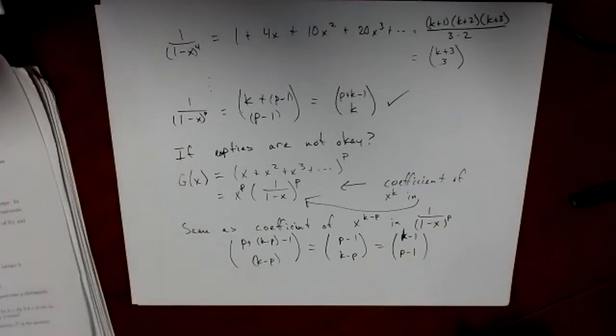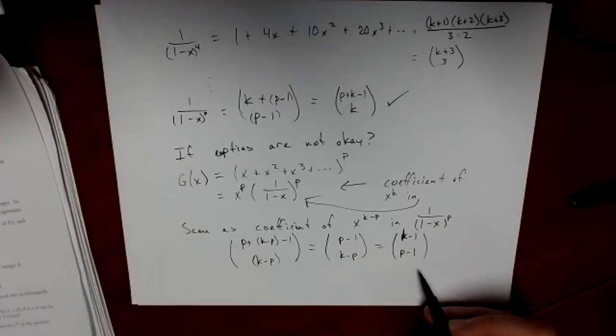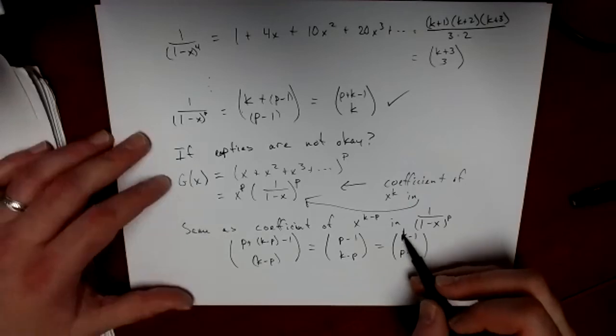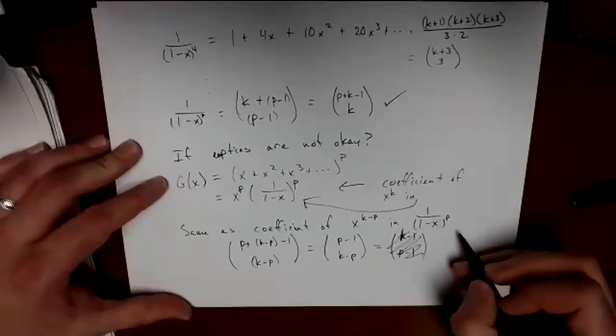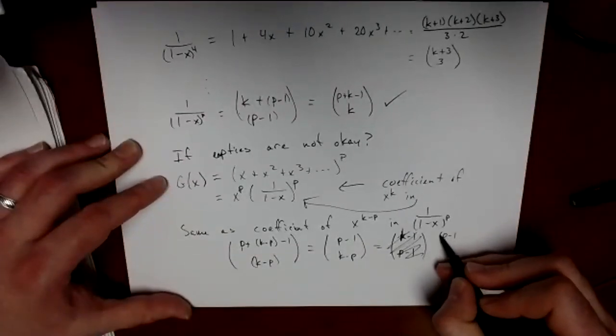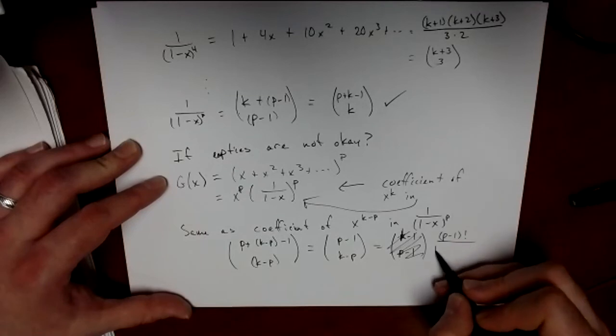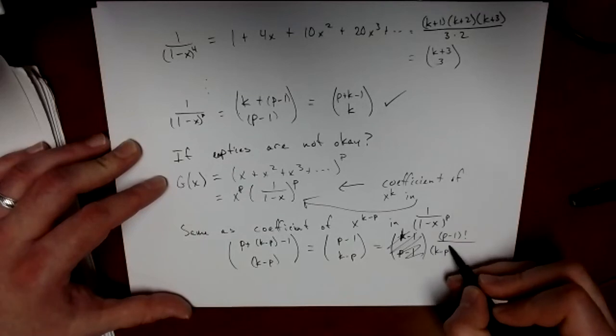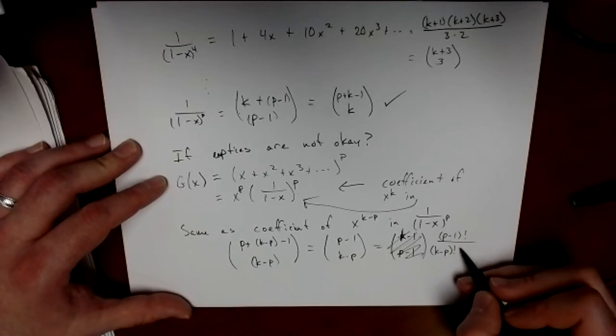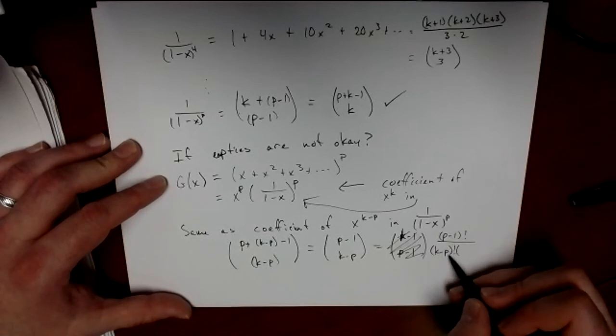That seems weird. If that's the answer we're looking for, though, isn't it? I don't think so, because it's... Hang on. When in doubt, factorial it up. p minus 1 factorial over k minus p factorial. And then that'd be p minus 1 minus.